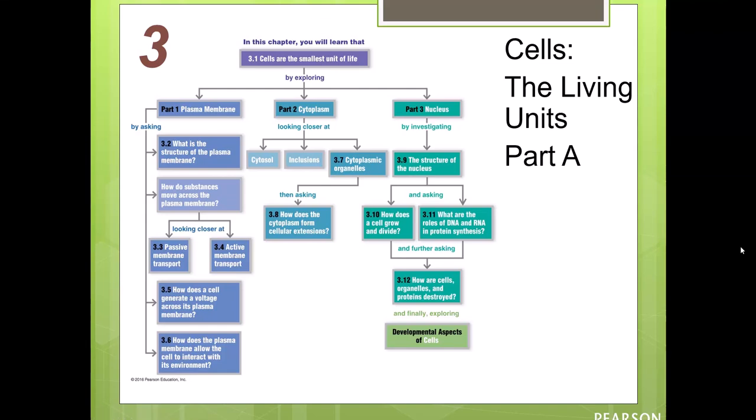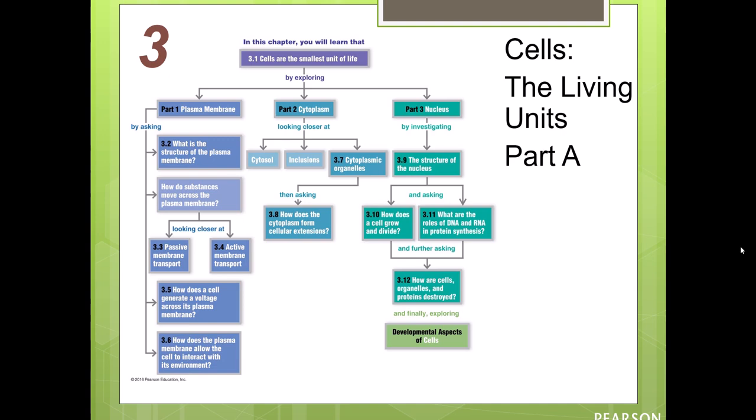Welcome students to chapter 3, which is about cells. So we're essentially moving up the biological hierarchy. Chapter 2 was about atoms and molecules, which is the lowest level on the biological hierarchy. And then when we put atoms and molecules together, we get cells and organelles. So this particular chapter is broken into 3 parts.